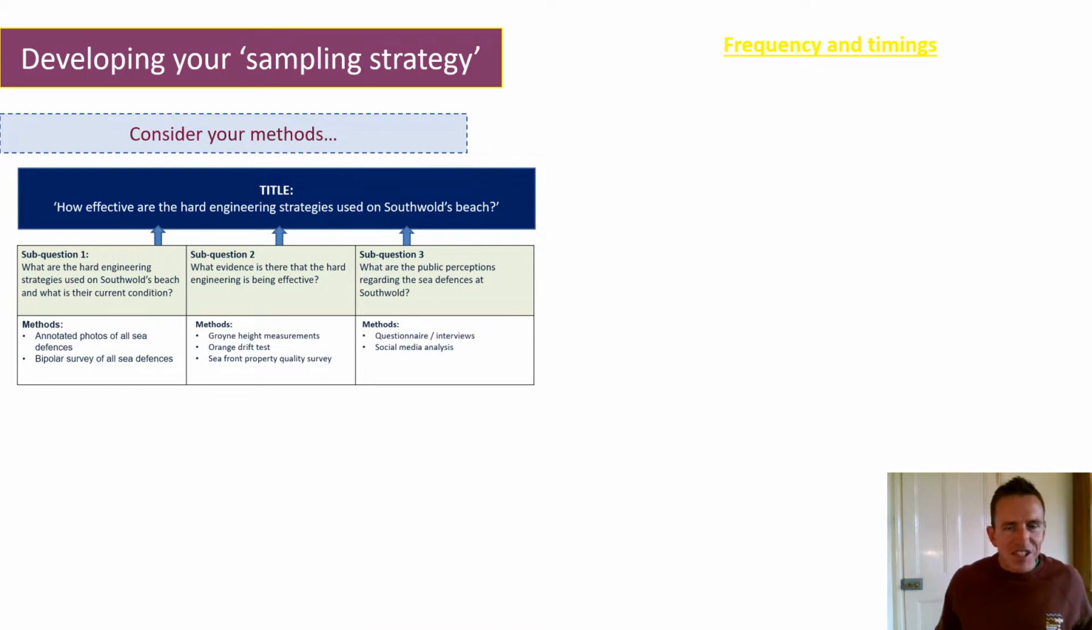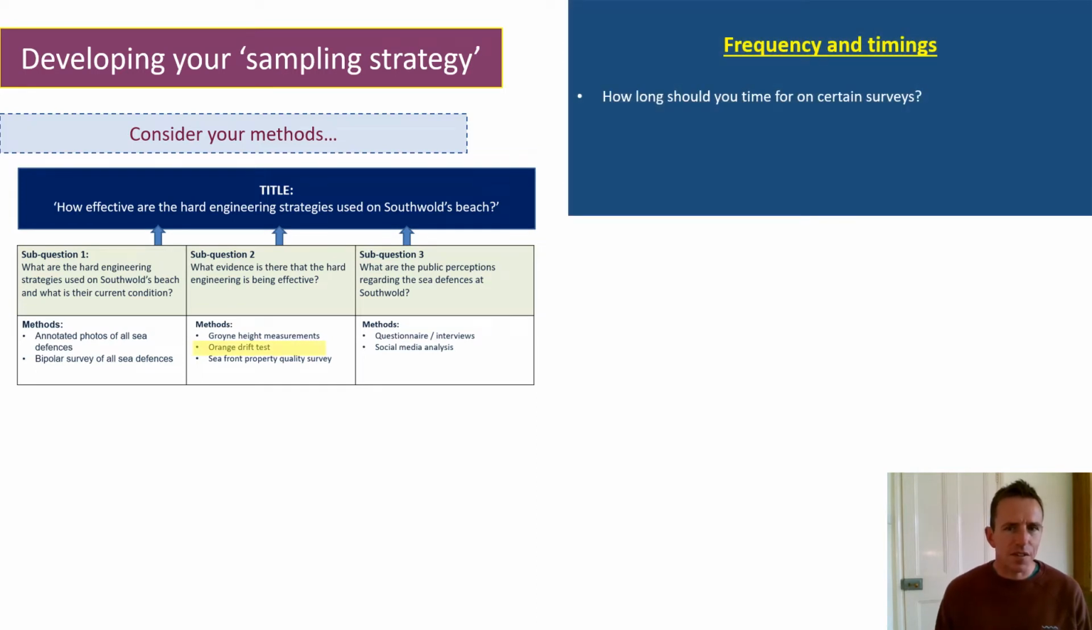Another thing that you'll need to consider, which is going to be your decision and entirely up to you, we won't guide you or help you with this, is things to do with frequencies and timings. By that, we mean how long are you going to time for on certain surveys, and how often are you going to repeat things. So again, looking at this study that this student has developed, looking at that method, the orange drift test, where they're going to throw an orange into the sea and look at the strength of longshore drift along different parts of the coastline. One of the things they might ask us naturally is, how long do we do this for? And that's going to be up to them to decide.